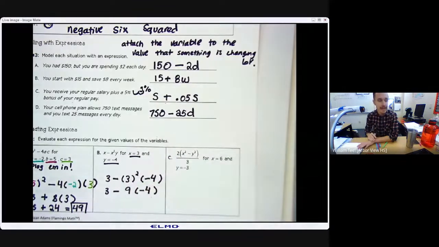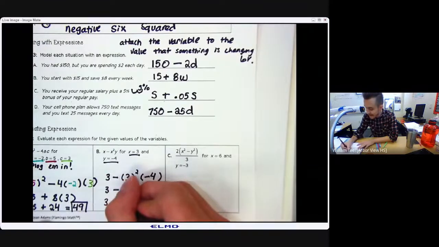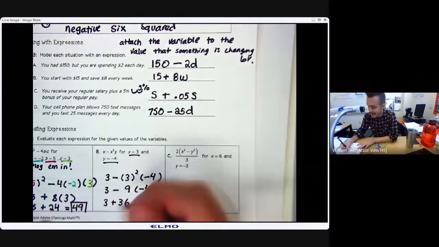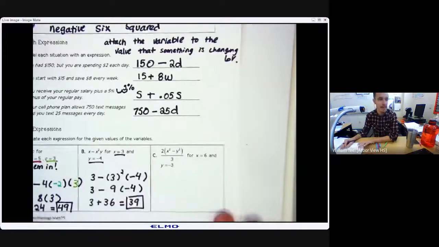All right. Now I'm going to do multiplication using order of operations. So I have negative 9 times negative 4. That's going to be positive 36. So I have 3 plus 36. 3 plus 36 is equal to 39. Nice and simple. Moving on to part C.